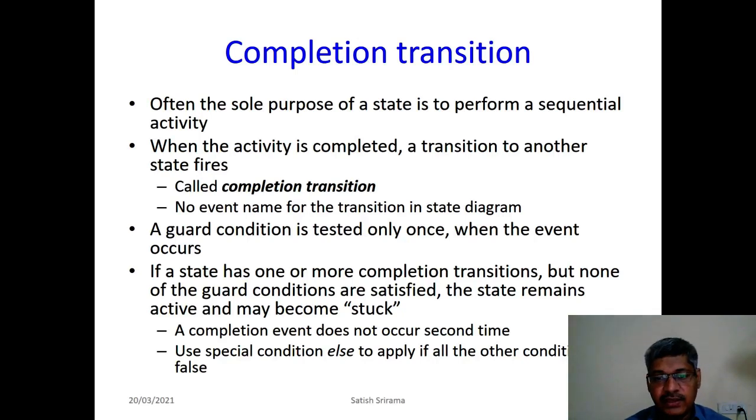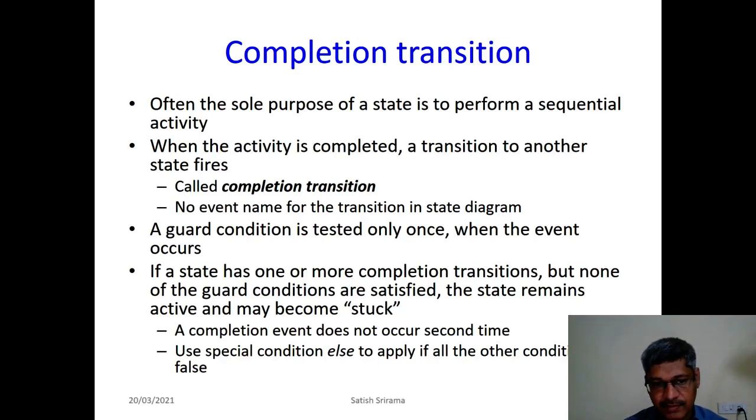Such transitions are called completion transitions. In a state diagram you will not put any event name for such a transition, but of course you can still put guard conditions. But there is a catch here. If you put only the guard condition without even an event name, because it is a completion transition, a guard condition is actually tested only once.